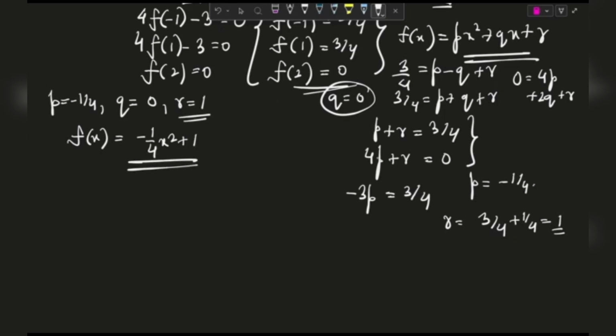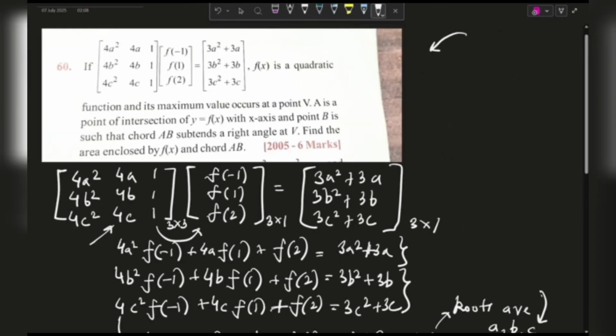And now let's read on to the question further. So it's written that f(x) is a quadratic function, yeah, we have found, and its maximum value occurs at a point v. And now a is a point of intersection of y equal to f(x) with the x-axis, and point b is such that chord AB subtends a right angle at v. So we have to find the area enclosed between f(x) and chord AB.